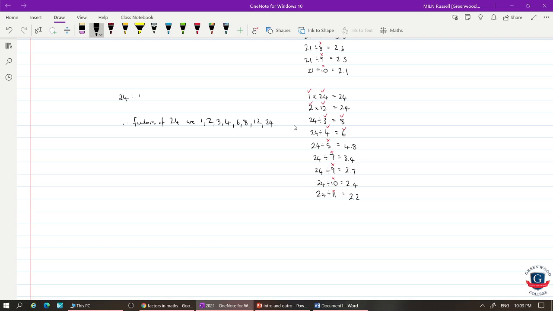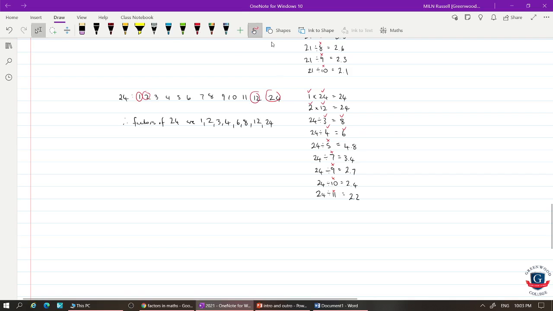So half of 24 is 12. 1, 2, 3, 4, 5, 6, 7, 8, 9, 10, 11, 12, and 24. So all the numbers up to half of 24, and 24 itself. Now let's go through this in order. We said 1 and 24 were factors earlier. Circle them. That's this part here done. 2 times 12 equals 24. We should circle 2 and 12. Let's do that. 2 and 12.